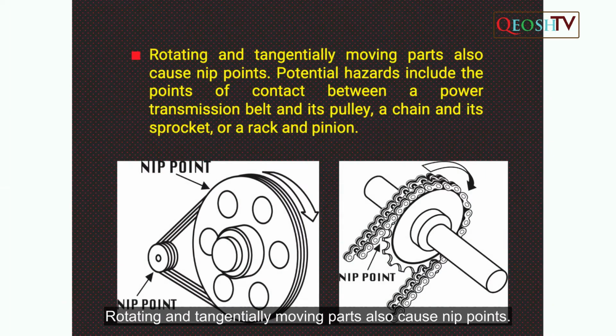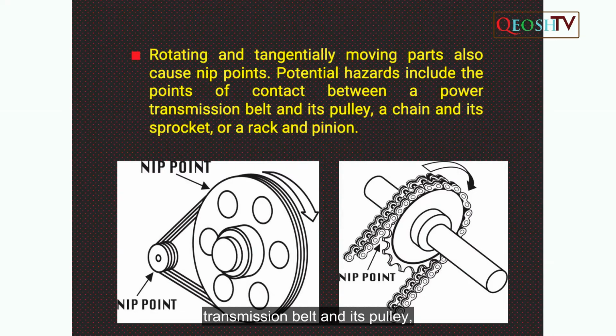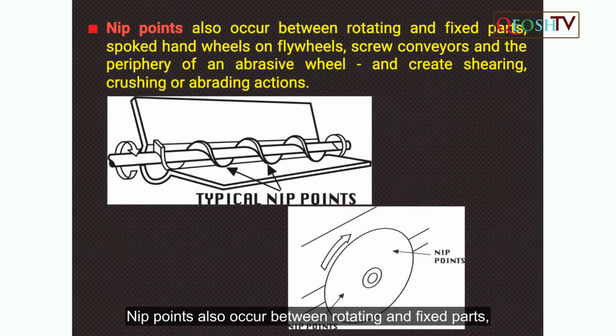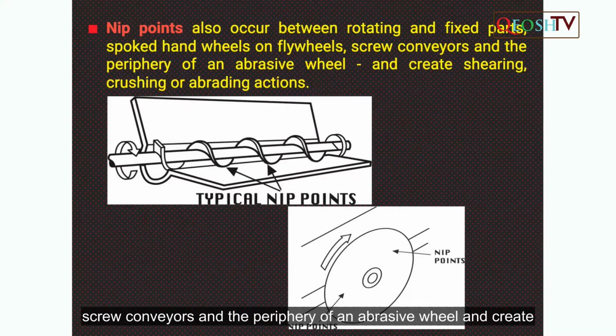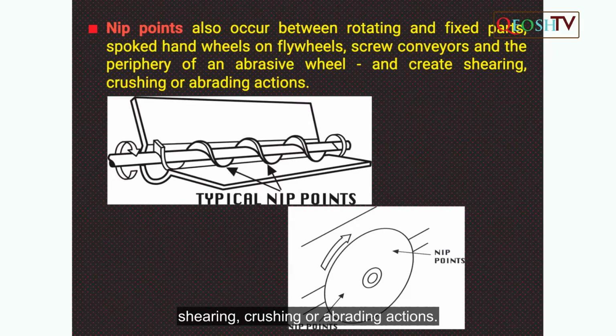Rotating and tangentially moving parts also cause nip points. Potential hazards include the points of contact between a power transmission belt and its pulley, a chain and its sprocket, or a rack and pinion. Nip points also occur between rotating and fixed parts, such as spoked hand wheels or flywheels, screw conveyors, and the periphery of an abrasive wheel, and create shearing, crushing or abrading actions.